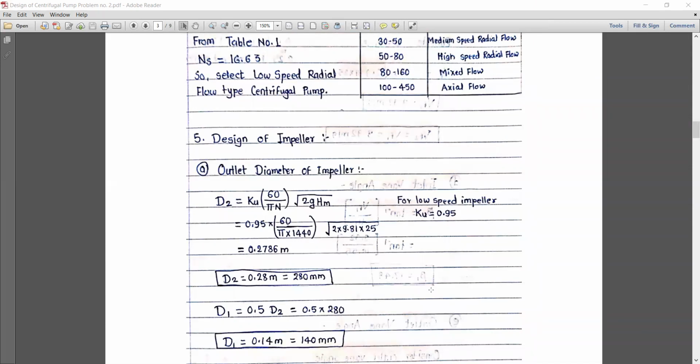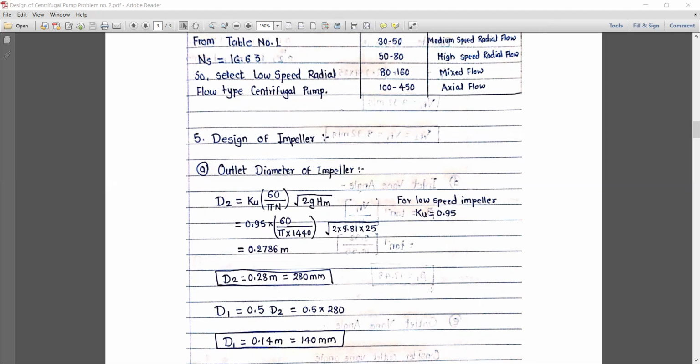Ku is nothing but the low speed impeller factor, which we are considering as 0.95. We know the value of Hm and g. So putting all the values, what we get, the outlet diameter of the impeller D2 is equal to 0.2786, which is nothing but near about 0.28 meter. So round it up to 0.28 meter, that is 280 mm.